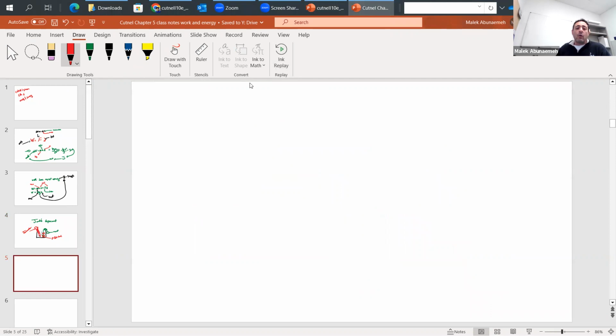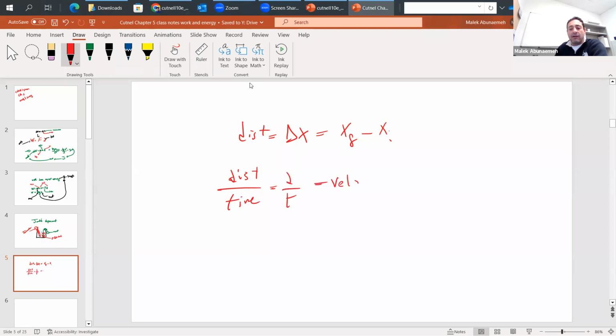defining power. Now, we first start by defining distance, which is, let's say, your delta x, your change in position, which is your final position minus your initial position. Divide the distance by your time, which is delta x over t, and what you get is your velocity, which we give the letter v. Divide the velocity by your time, which is delta v over t, and what you're going to get is your acceleration.